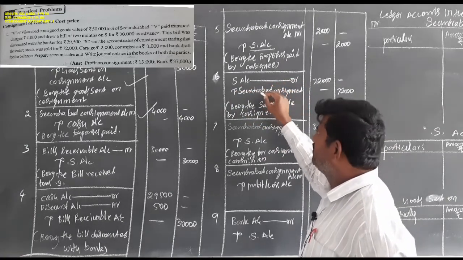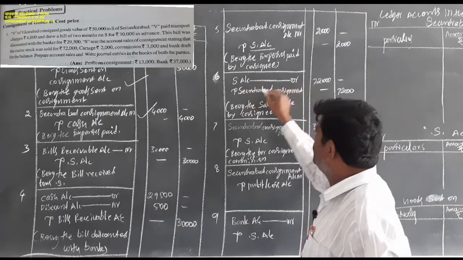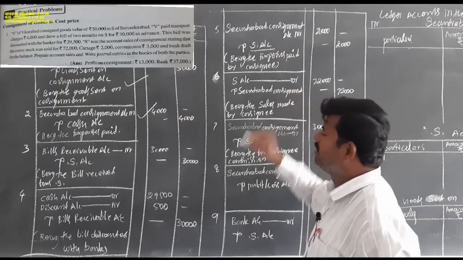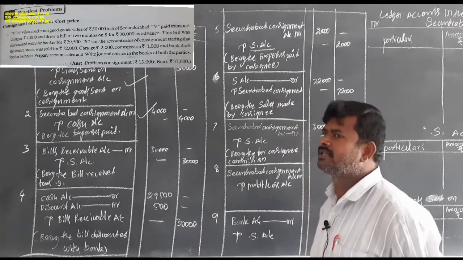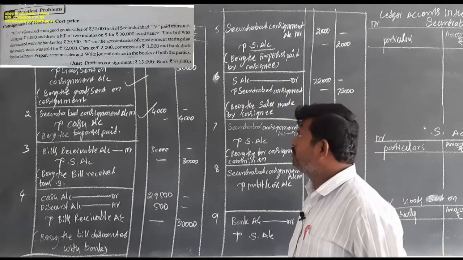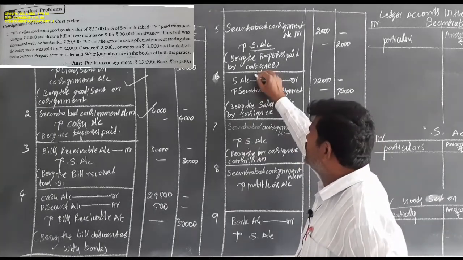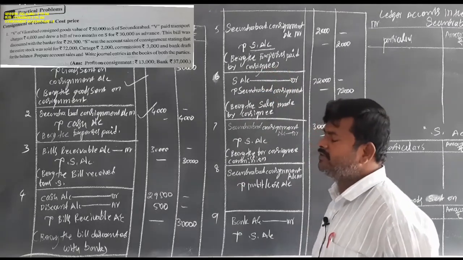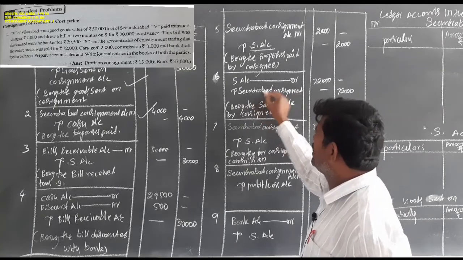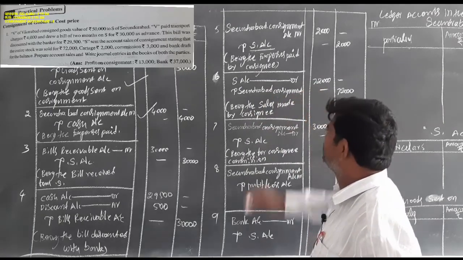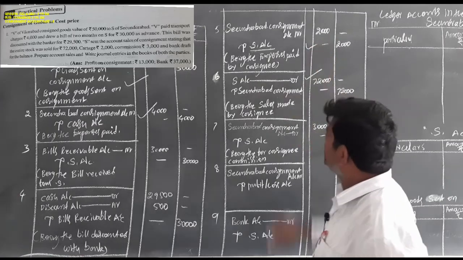Consignee is selling, and so S account debit to Secunderabad consignment account. Why is S account debited? Means the amount is to be received from S, so S is the debtor here, the receiver is debited. Consignment account, Secunderabad consignment account credit. This is the sixth entry, this is the fifth entry.